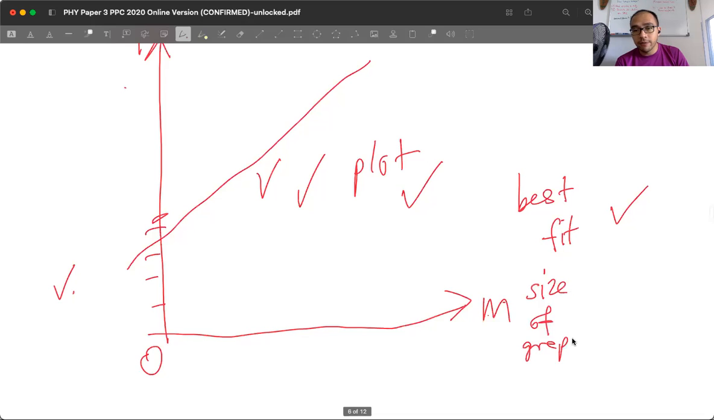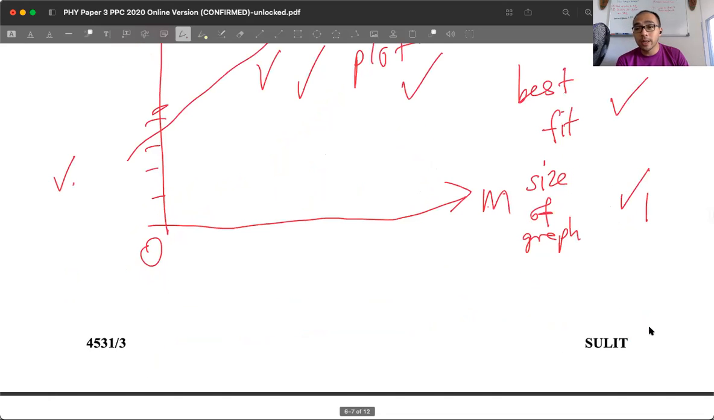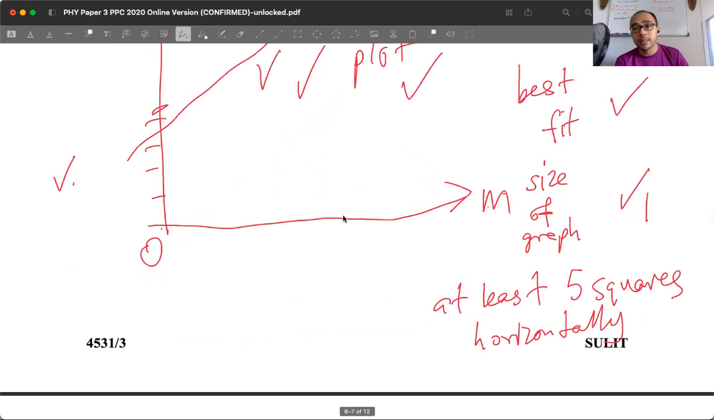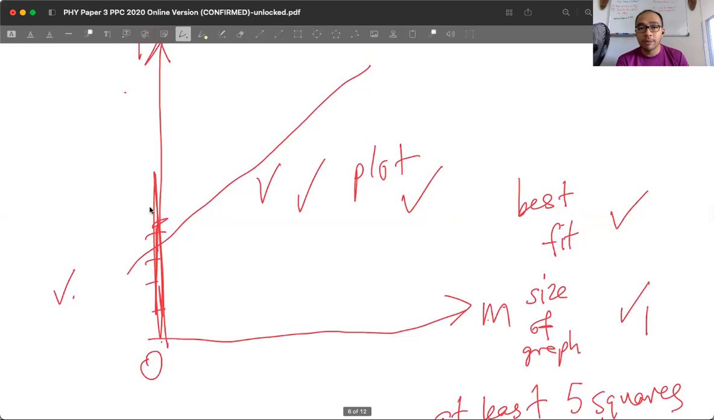Size of the graph must be big enough. Okay, so what is big enough? Big enough is at least 5 squares. 1, 2, 3, 4, 5. At least 5 squares horizontally. That means sini sampai sini kan mesti 5 kotak, atau sini sampai sini mesti 5 kotak. The graph, not the scale. I'm talking about the graph. The graph must be 5 squares. Either sini sampai sini 5 squares.